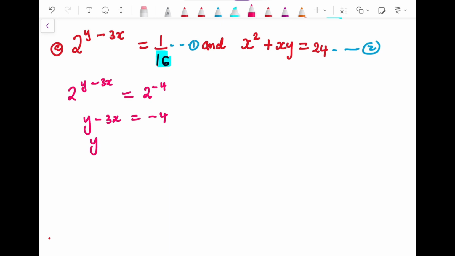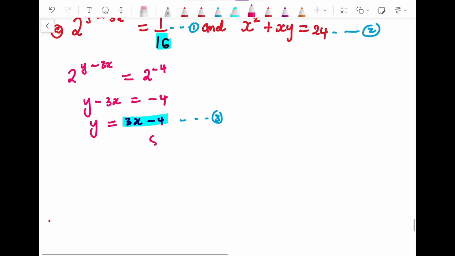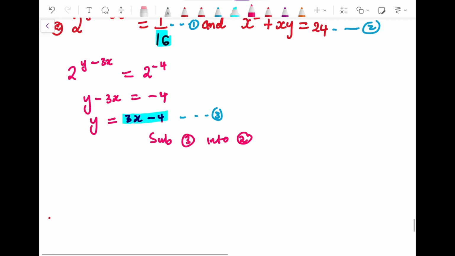And then from here we have y is equal to, transpose 3x, it will be 3x minus 4. So we can say this is our equation number 3. So our y is now a subject of the formula. So we are going to substitute this equation number 3 into equation number 2. So where there is y, we are going to replace y with 3x minus 4.